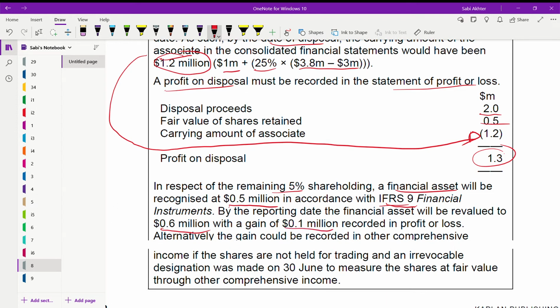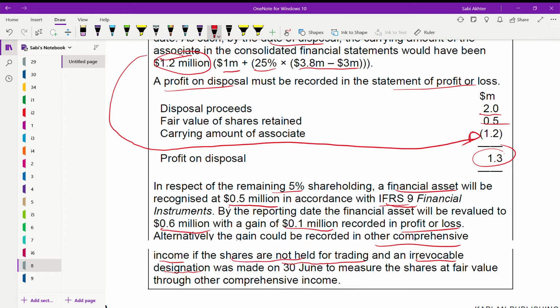And where will it be recorded? In profit and loss. But it could be recognized in other comprehensive income also, if the shares are not held for trading and there's an election that has been made that it will be recognized in OCI. But in this case, there is no election and there is no information given regarding it. But still, even if it's not given, you have to write this statement that it could be recognized under this also if shares are not held for trading.